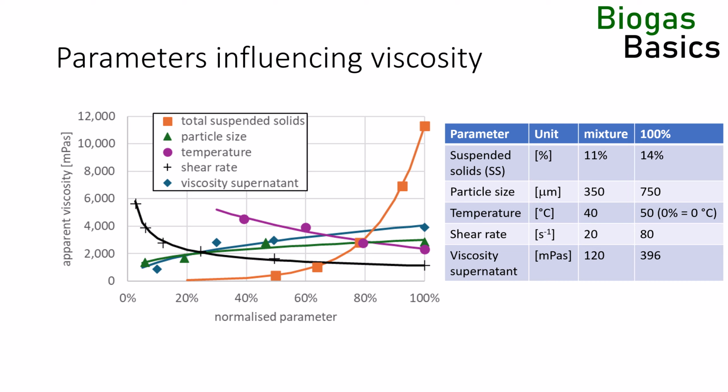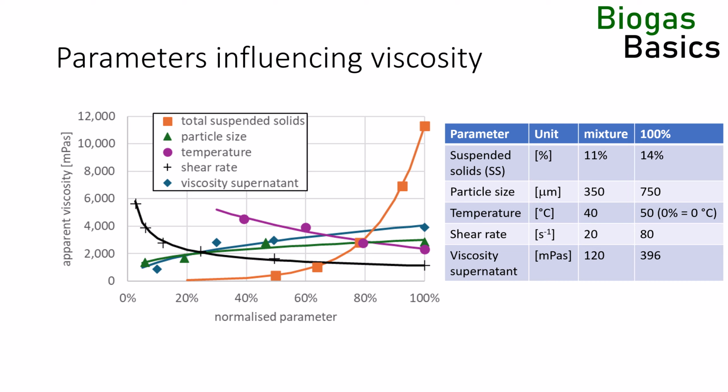Let's start with the impact of suspended solids. This is the orange curve. It can be nicely fitted with an exponential curve as described previously. Next is the impact of the particle size in green. We varied the particle size from 20 to 350 micrometers. The correlation of particle size to suspension viscosity can be roughly described as a power law correlation with an exponent of 0.28. The impact of the temperature in purple can be described with an Arrhenius approach.